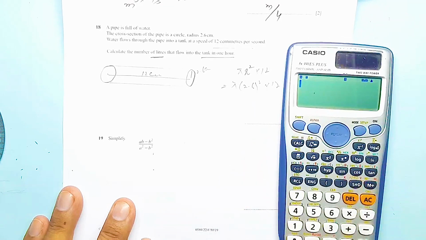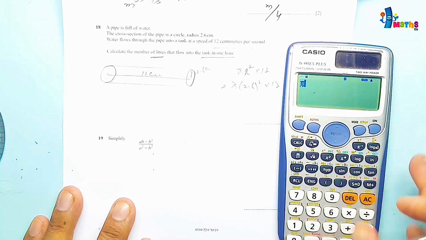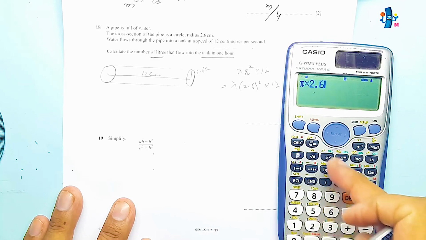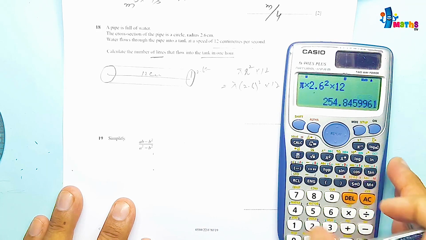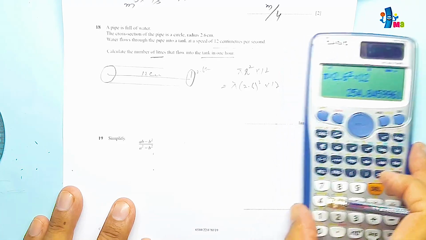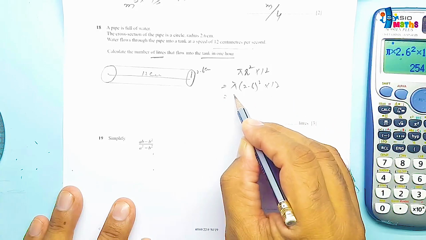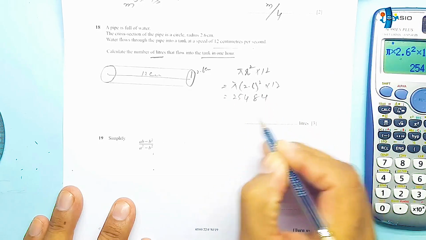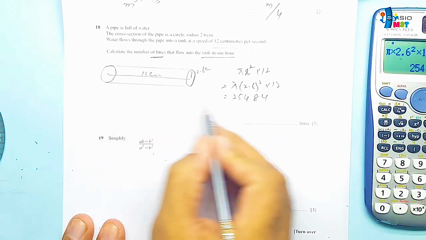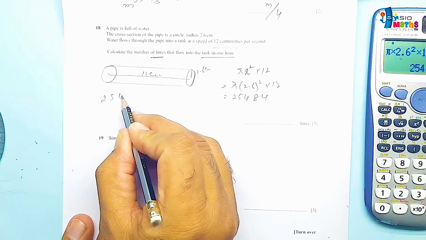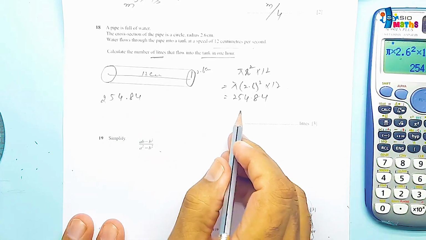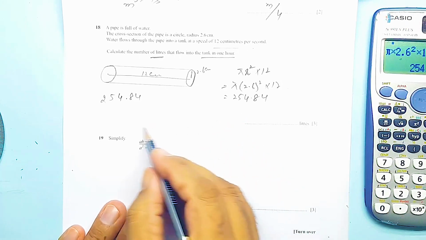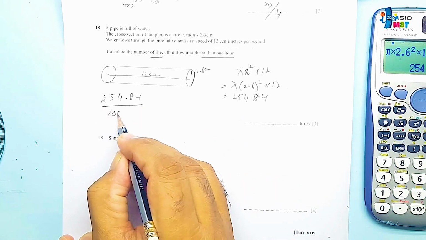Length is 12, so this will be pi, multiplied by 2.6 squared and multiplied by 12. This will be equal to 254.85. So I'll keep this number so that we can utilize the same number. This same area is like the volume, and this volume is in centimeter cubed. So we'll have to change into decimeter cubed to change into liters.